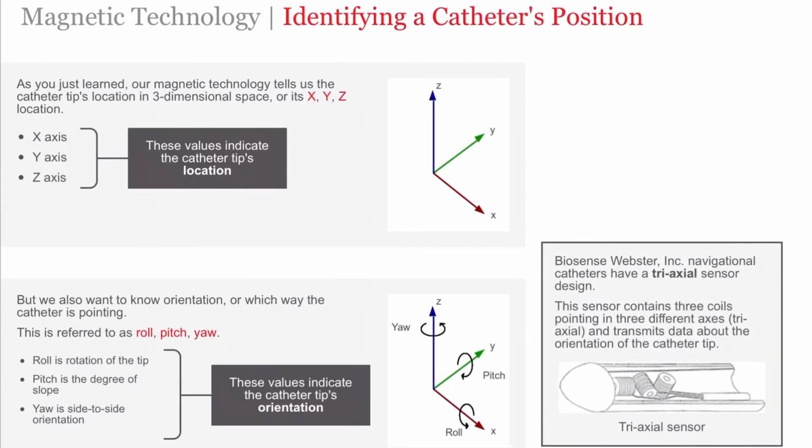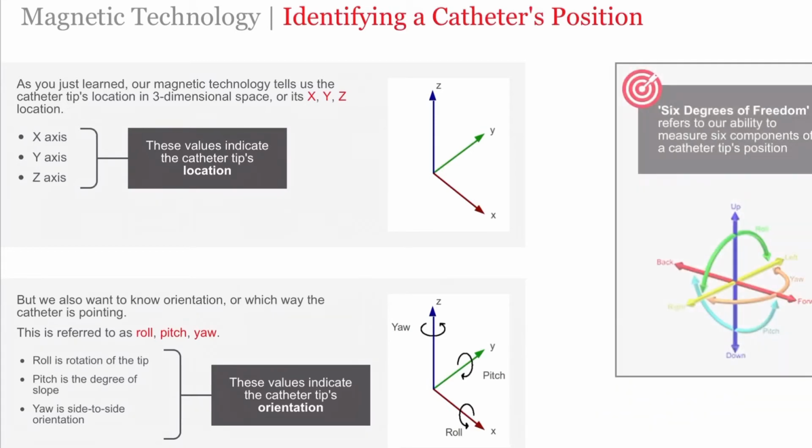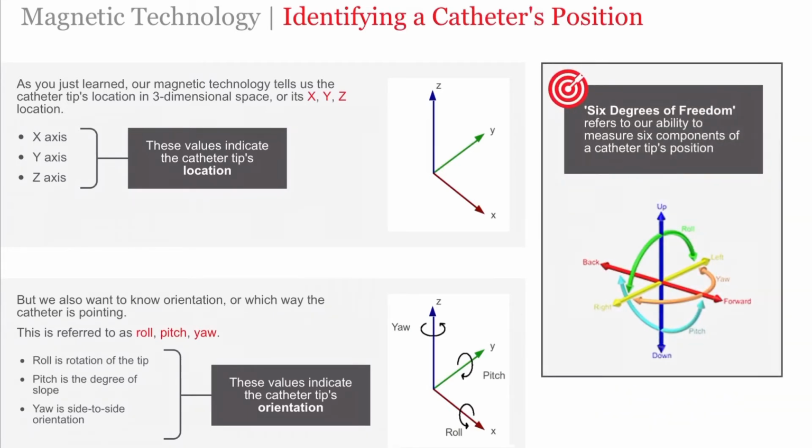Our navigational catheters have a triaxial sensor design, which contains 3 coils pointing in 3 different axes, hence the term triaxial. This sensor transmits data about the orientation of the catheter tip. By providing all 6 of these measurements, the CARTO 3 system provides what we call 6 degrees of freedom. It's a highly precise measurement of a catheter's location in space and orientation within the heart toward the cardiac tissue.